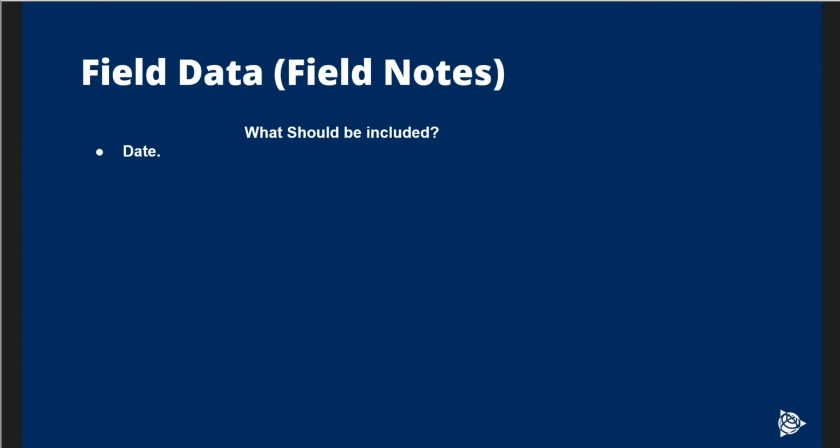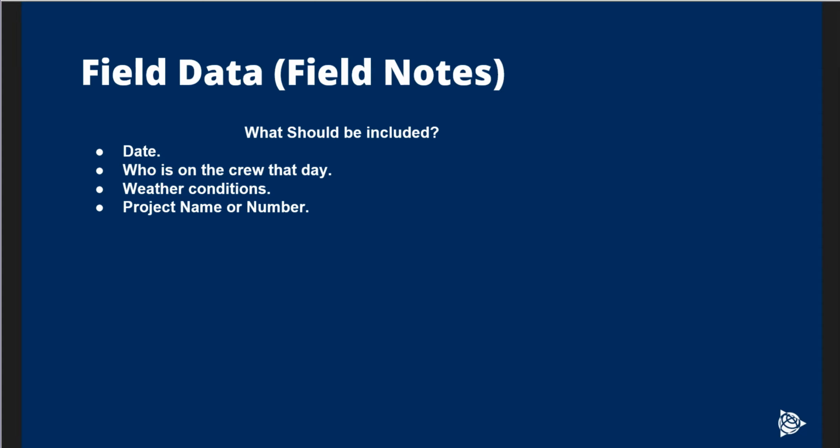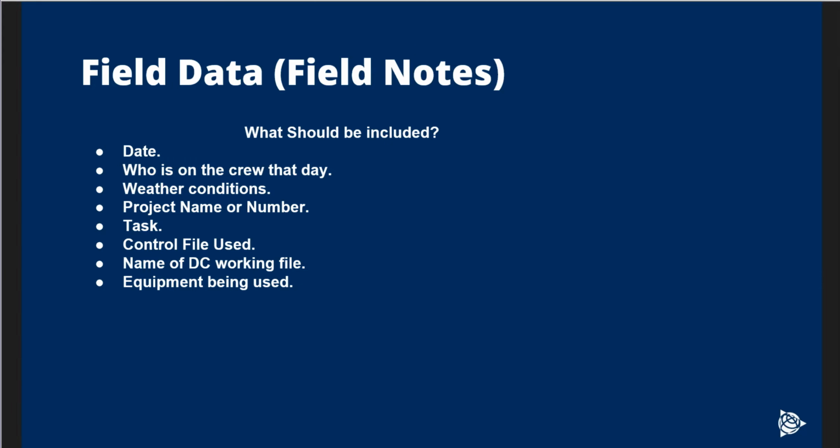In my opinion, and there could be other things I've missed, this is a list I came up with for the Power Hour. The date, who's on the crew today, weather conditions, name of the project or the project number, or both, tasks. What's the assignment for today? What is the JXL control file that was used to create this daily file? What is the name of this file so I know how to correlate it in the office? And what is the equipment being used? Like, what am I using?